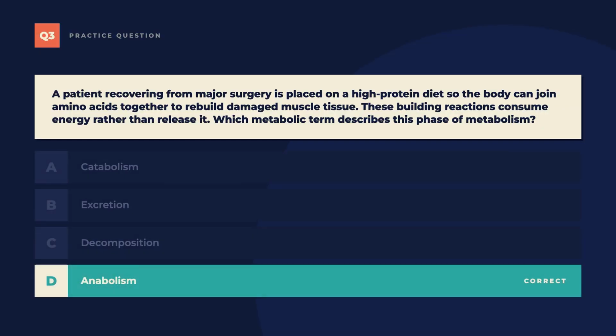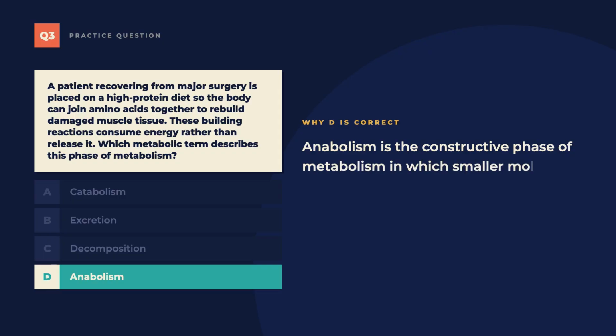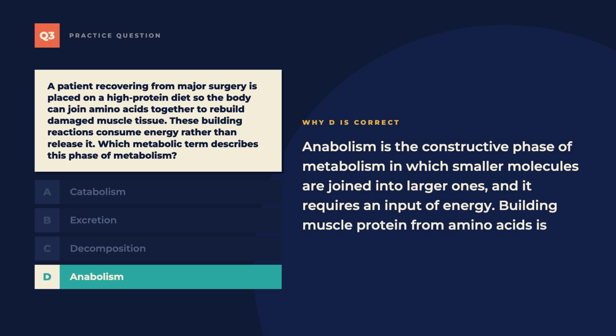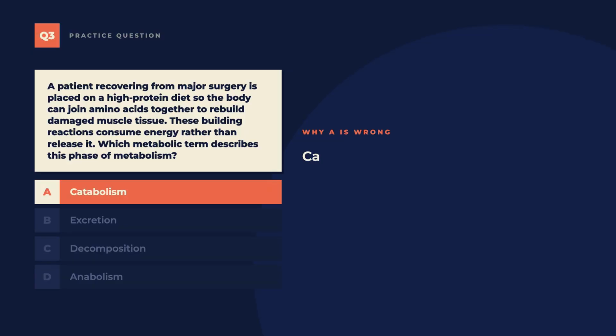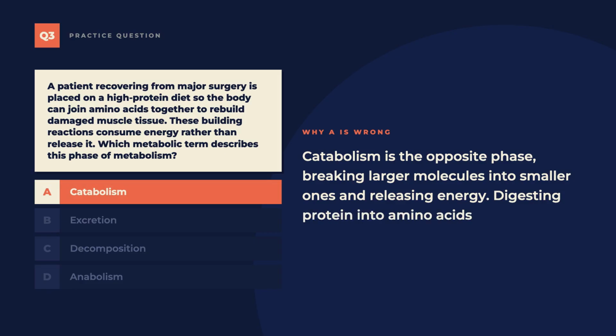The correct answer is D. Anabolism. D is correct because anabolism is the constructive phase of metabolism in which smaller molecules are joined into larger ones, and it requires an input of energy. Building muscle protein from amino acids is a textbook anabolic process. A is wrong because catabolism is the opposite phase, breaking larger molecules into smaller ones and releasing energy. Digesting protein into amino acids would be catabolic, but assembling them is not.